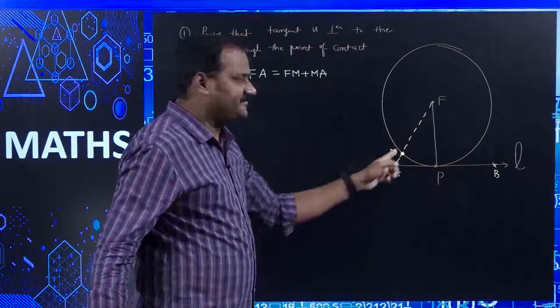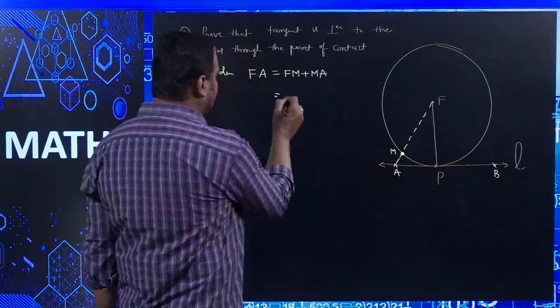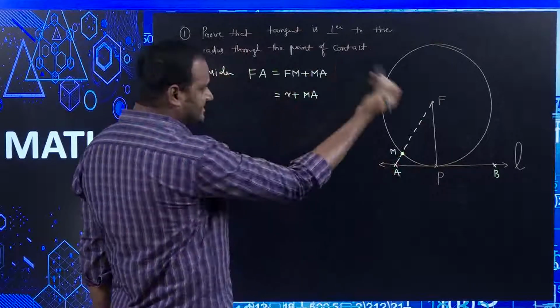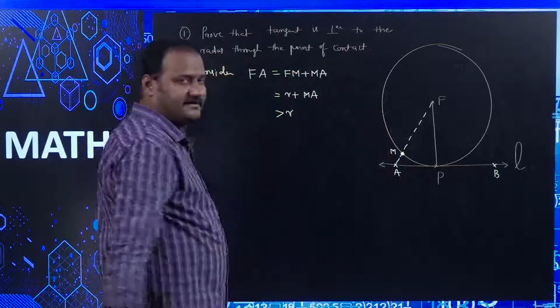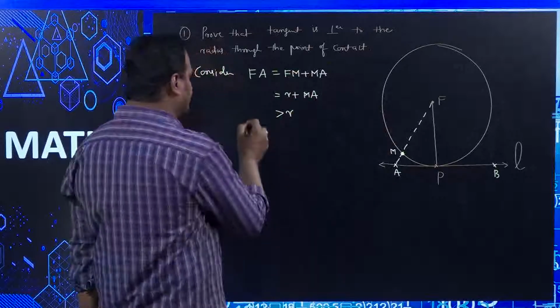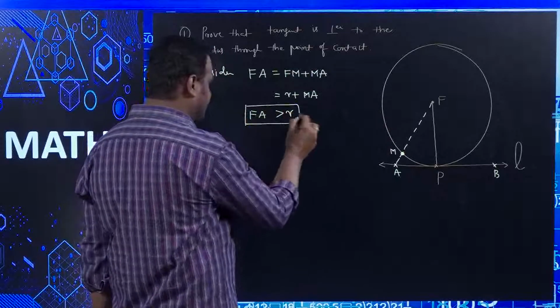But what is this FM here? FM is obviously the radius. So it is equal to radius plus MA. Radius plus something is obviously more than the radius, right? Suppose the radius is equal to 5. 5 plus something is always more than 5. Therefore, FA is more than the radius. Okay, this is the first thing.